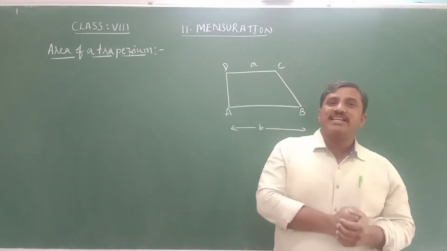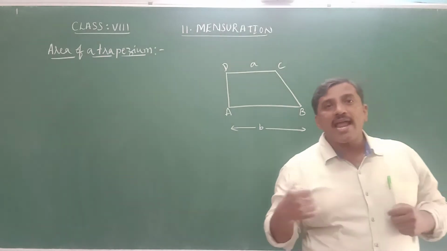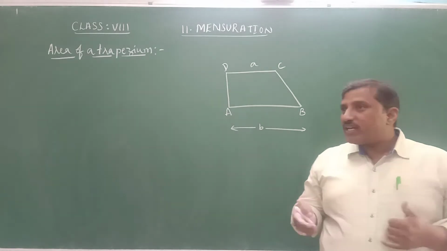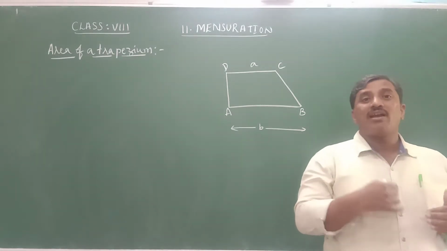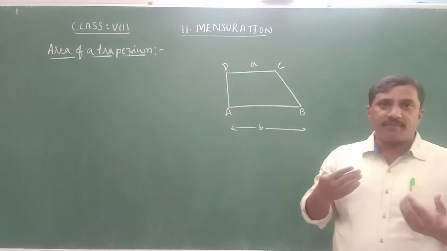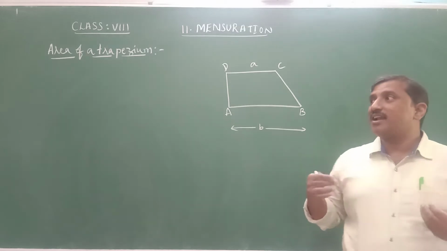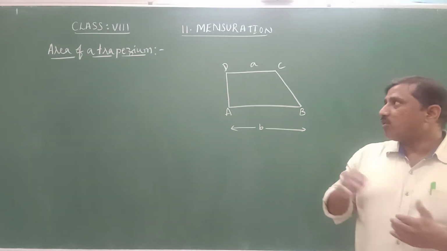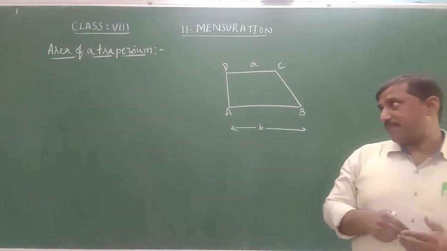In the last class we discussed areas of paths like rectangular path and circular path, and today we are going to discuss areas of some quadrilaterals like a trapezium and a rhombus, and the general form of a quadrilateral. How to find the area of a trapezium?